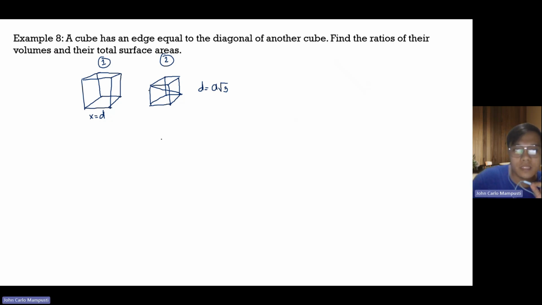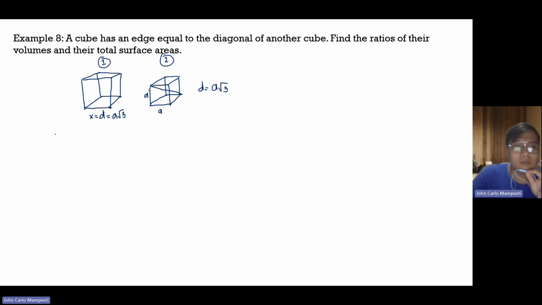So, ibig sabihin, yung side natin dito, this is A, this is also A. So, A lahat yan, no? So, if yung side nito is equal to D or diagonal, this is equal to A square root of 3. Yun na yung magiging side niya. So, ang gawin natin, kunin natin yung surface area and volume ng first and second cube natin.